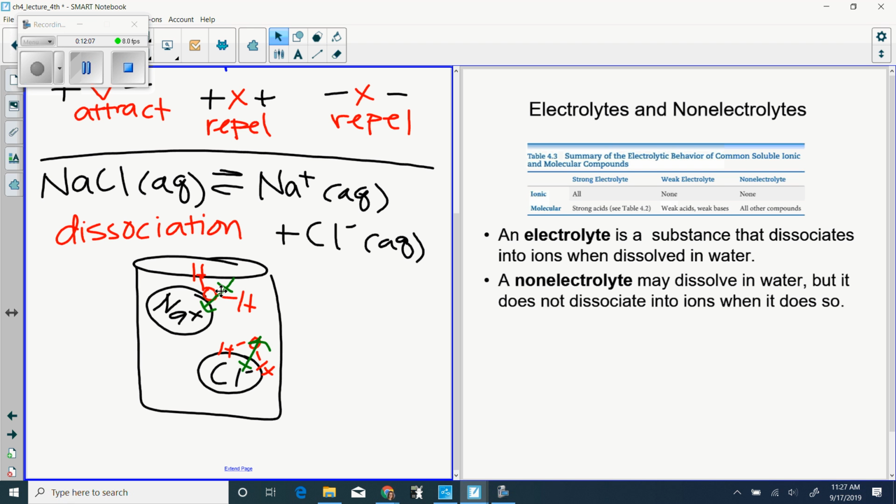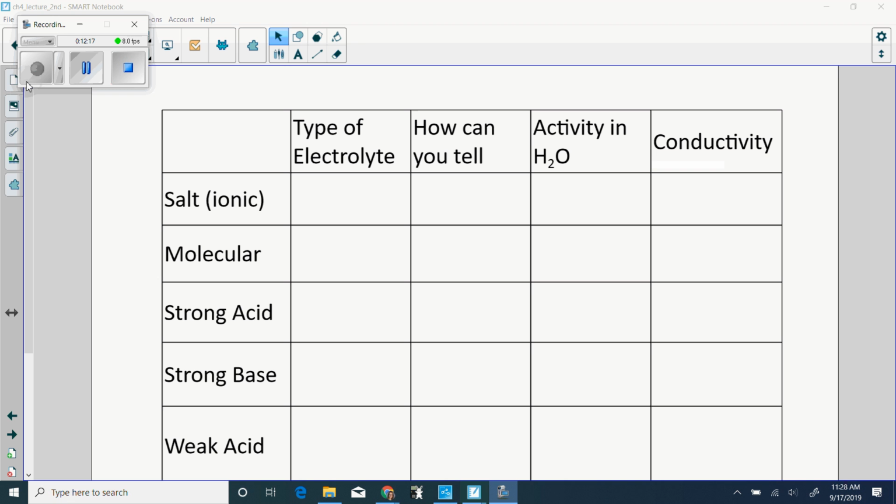Okay? So now you have a chart. Flip your sheet over. Let me grab the chart quick. So, a salt is a metal and a non-metal.